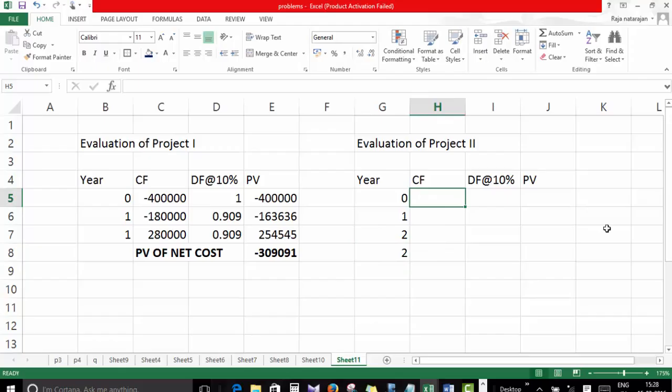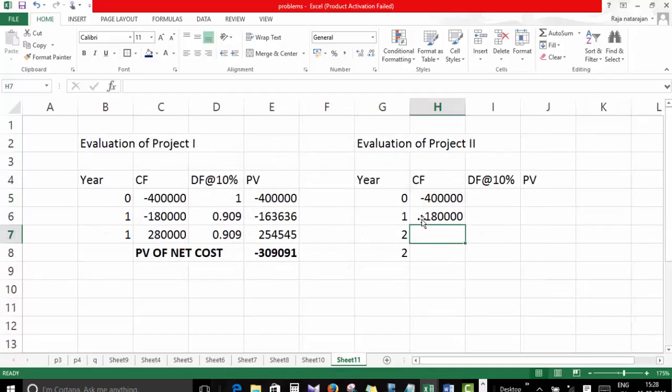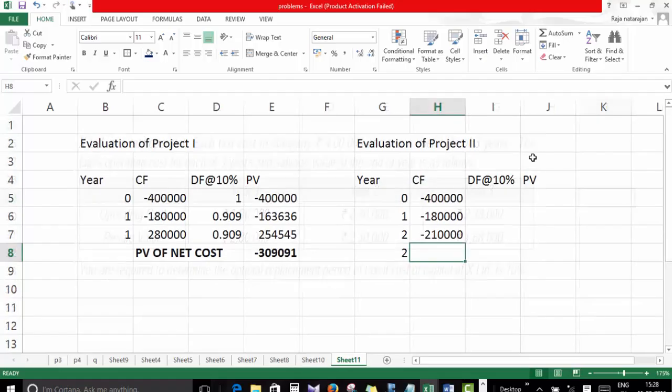So let's capture the cash flows. The investment is 4 lakh, no change in that. Year 1 investment is 1 lakh 80,000, no change in that. Year 2, the operating cost is 2 lakh 10,000. Okay, so minus 2 lakh 10,000, and at the end of year 2 this can be sold for 2 lakh 30,000. So inflow is 2 lakh 30,000.